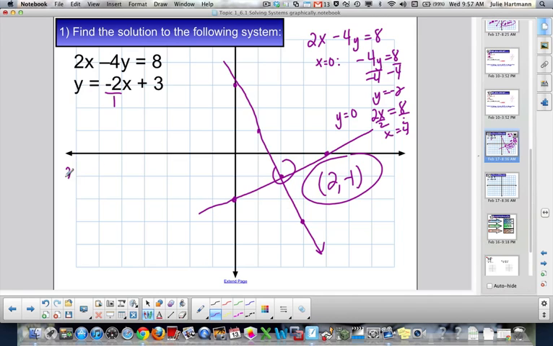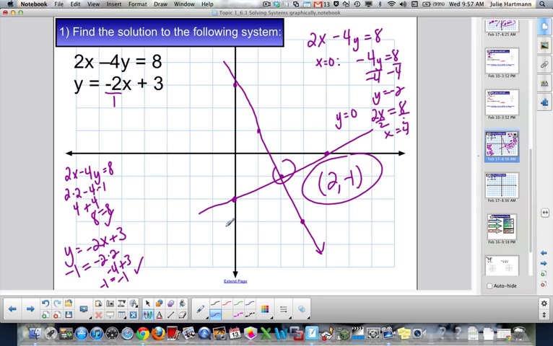To check that, in the first equation, you have 2 times 2 minus 4 times negative 1. 2 times 2 is 4, minus 4 times negative 1. Negative times a negative is a positive. 4 plus 4 is 8, so that checks. And in the second equation, y is negative 1, x is 2, negative 2 times 2 is negative 4, and negative 4 plus 3 is negative 1, so that checks. Okay, so 2, negative 1 is your solution.